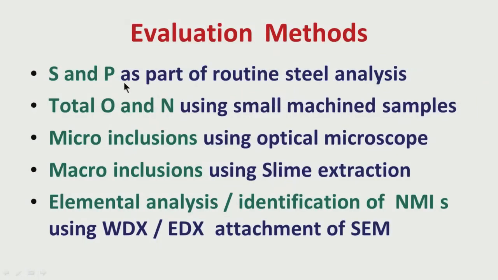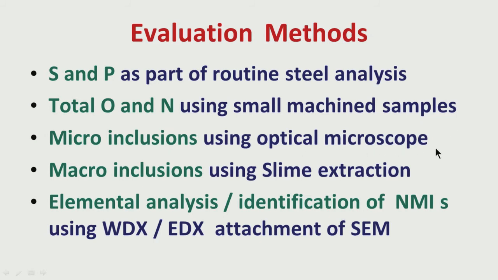So, under evaluation methods, sulfur and phosphorus we can get from routine steel analysis. We know what is the phosphorus, whether it is less than 0.15 or 0.25, and sulfur, how much it is, whether it is 0.05, 0.08, 0.10. If sulfur is low, less than 0.05, we know sulfur effects will be less. If phosphorus is low, we know that the deleterious effect of phosphorus will be much less in the steel. We know the total oxygen from the oxygen nitrogen analyzer, and we know the total nitrogen. So, we know how much oxide cleanliness we should get in the final product.